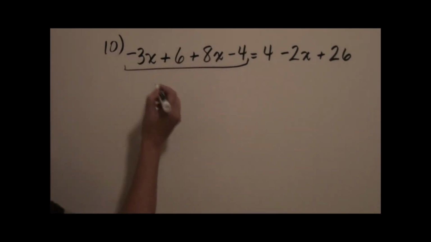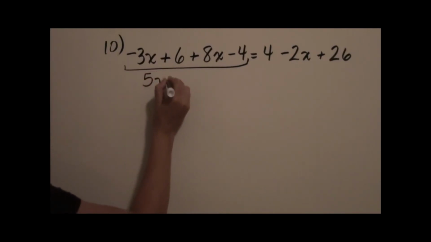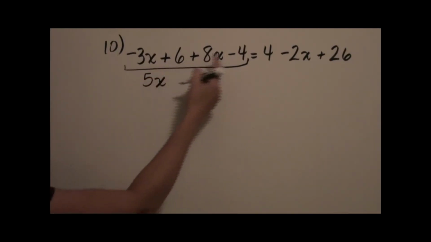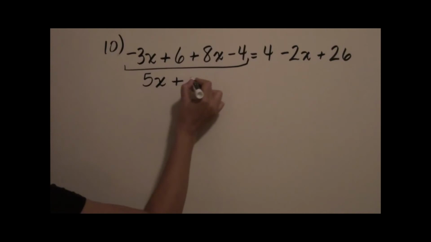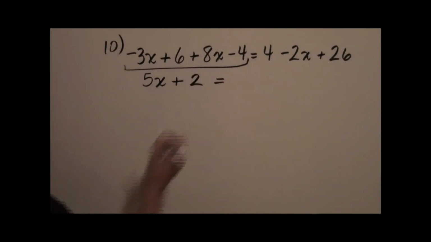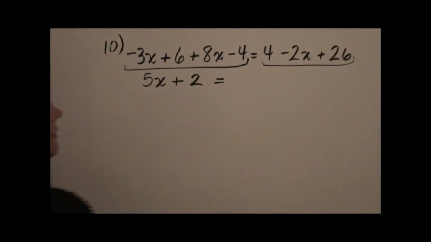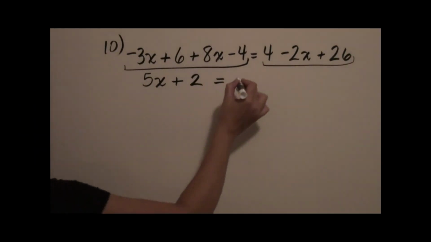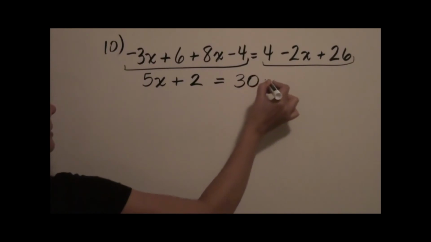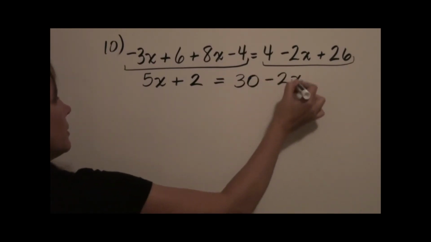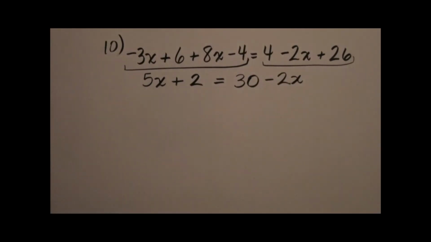Negative 3x plus 8x gives me 5x. Positive 6 minus 4 gives me positive 2. So I write plus 2. So my left side is now simplified down to one variable term, one constant term. On the right side, I look at what I've got. 4 plus 26 gives me positive 30. Minus 2x was the only variable term I had, so there's nothing I can do with that.